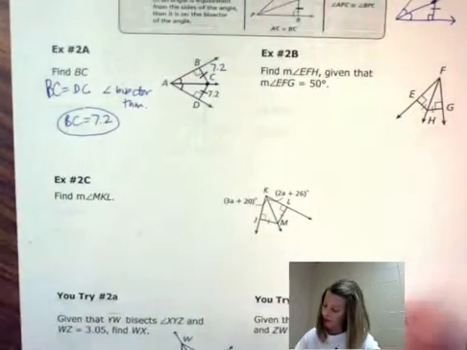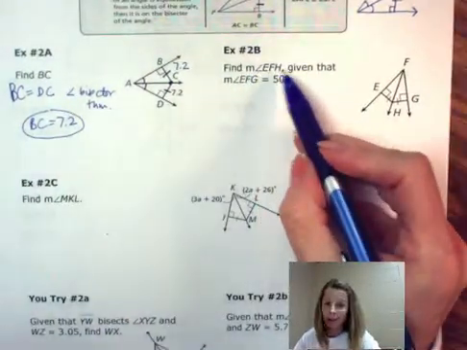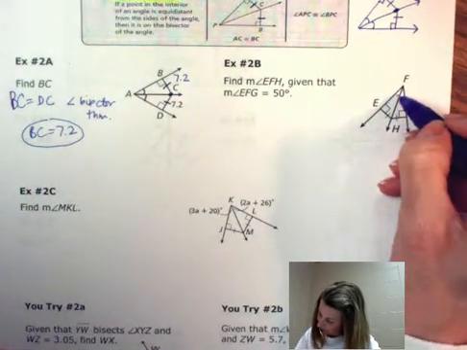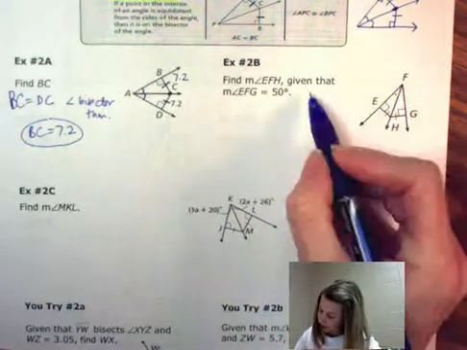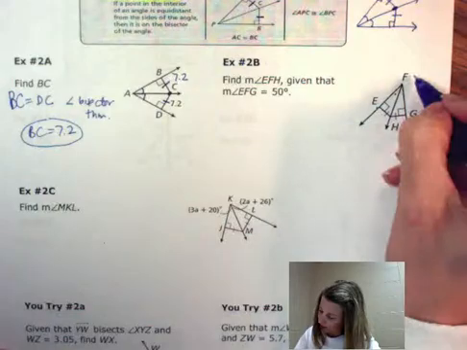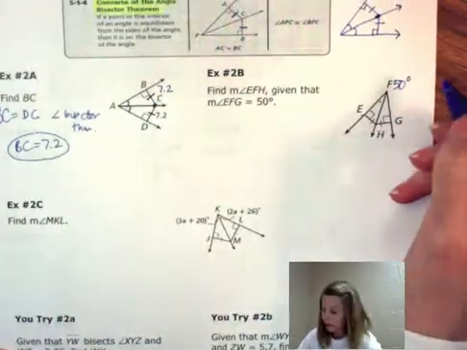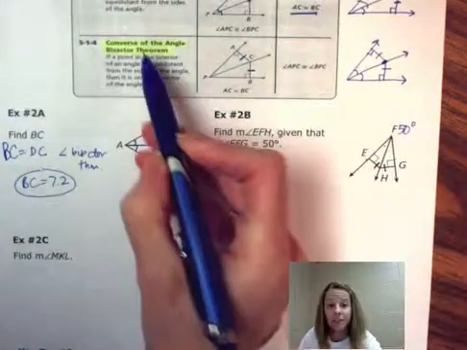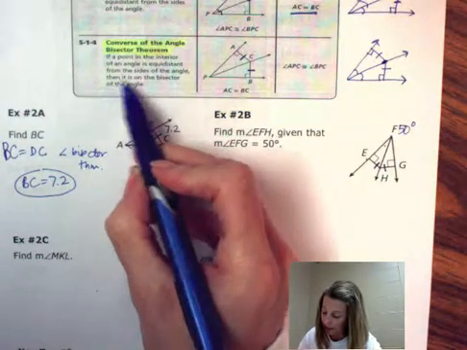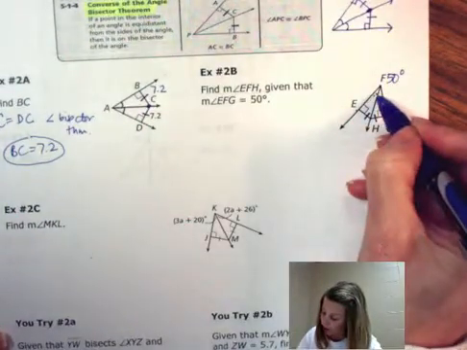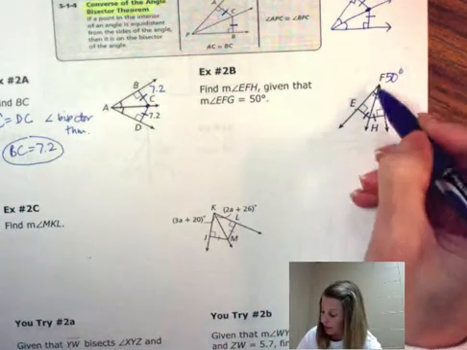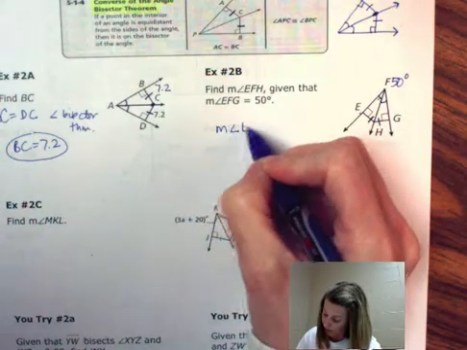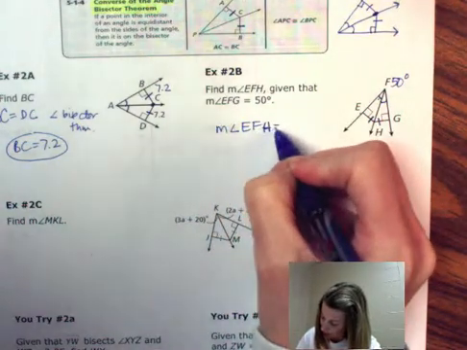Okay, next one. Find the measure of EFH given that EFG is 50. So I want to find EFH, this one right here. I'm going to put a dot. Given that EFG, the whole thing, is 50 degrees. What I see on my picture is that H, this point, is the same distance from either side. So the converse says if that's true, then it is on the bisector. So then I know that these angles are congruent. If the whole thing is 50, I want this half of it. So when I divide it by 2, I have my answer. The measure of EFH is 25 degrees.